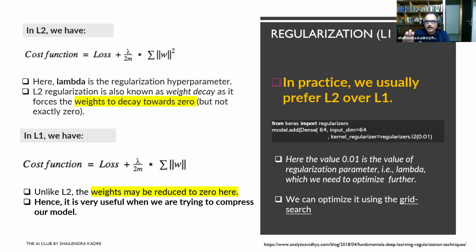Okay. Now just see the code here, on the right-hand side, in the black box. It is written: from Keras import regularizers, model.add. This is the dense layer we are defining with 64 neurons and input dimension 64. For kernel regularizer, we are using regularizers.l2, and in the L2 we are giving the value of lambda as 0.01.